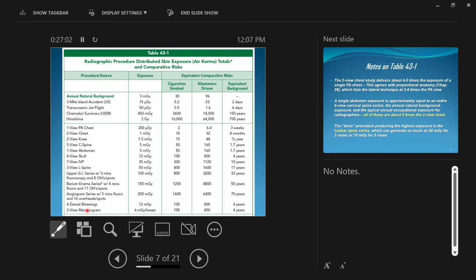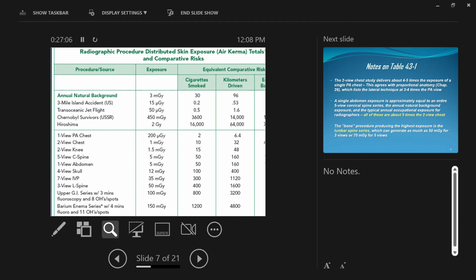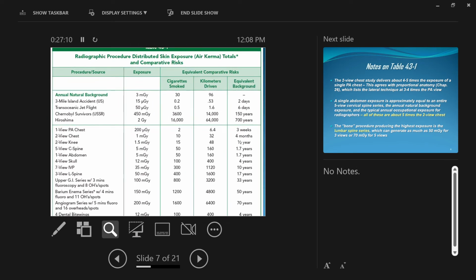So let's look at where things compare. Relative risk. I really like these relative risk things. They always make me happy to look at. So let's see if I can zoom in, and it's big enough for everyone to see. If you look up at the top, the brackets are talking about annual natural background, as well as radiation incidents. The annual natural background is about 3 milligray. Add on medical radiography, it's about 6 milligray.